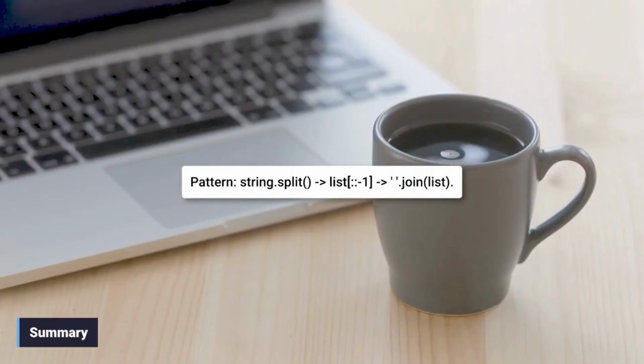To summarize, the key takeaway is recognizing that the split method converts a sentence into a list of words, allowing us to use list tools like slicing to reorder the words before finally reassembling the sentence with join.